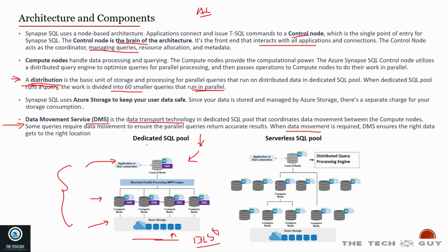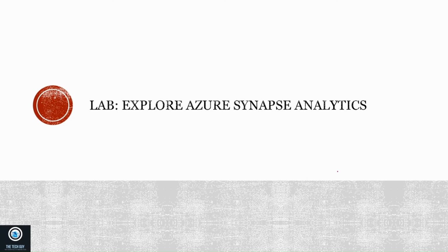Now, DMS is available in dedicated SQL pool. In serverless SQL pool, you have something called the distributed query processing engine, which also in a way helps in your distribution. Because see, what distribution is doing, distribution is helping you with parallel querying, right? So the distributed query processing engine does the same thing. It helps you take advantage of distributed query processing and runs your query in parallel on multiple node pools.